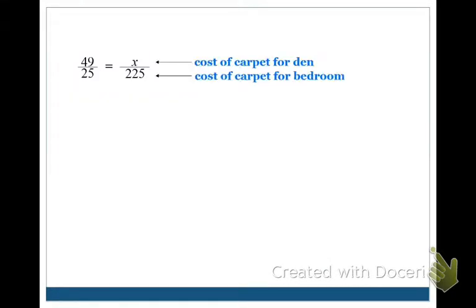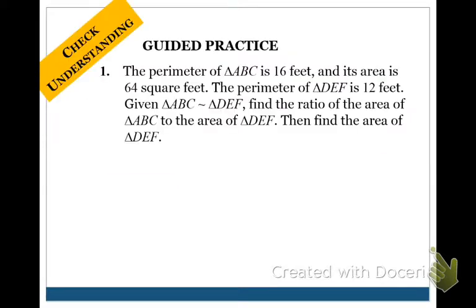Here's the work. Okay, so here's a guided practice. The perimeter of a triangle ABC is 16. Its area is 64. The perimeter of DEF is 12. The two shapes are similar. Find the area of DEF. All right.